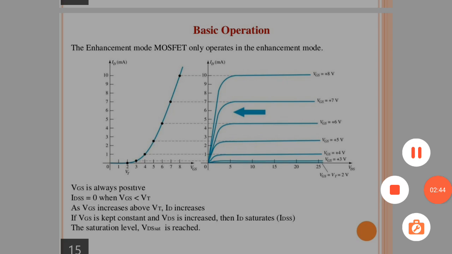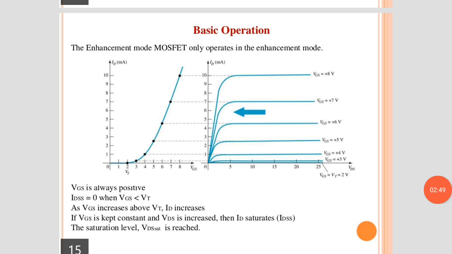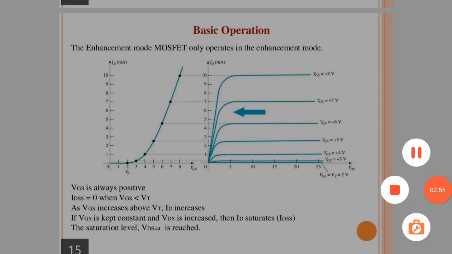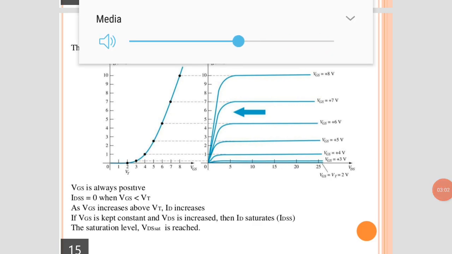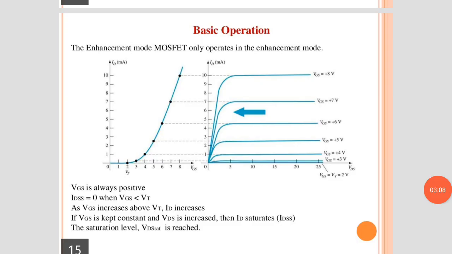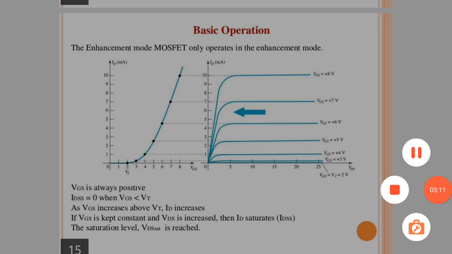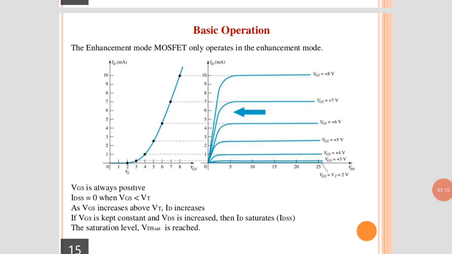After that we see the output characteristics of the E-MOSFET. In the output characteristics we use the output voltage VDS, that is the drain to source voltage. We use the output current, that is ID, which is measured in milliamperes, at the output voltage versus output current at a constant voltage VGS, that is plus 3 volt to plus 8 volt, 3 volt, 4 volt, which is positive. VGS is always positive.